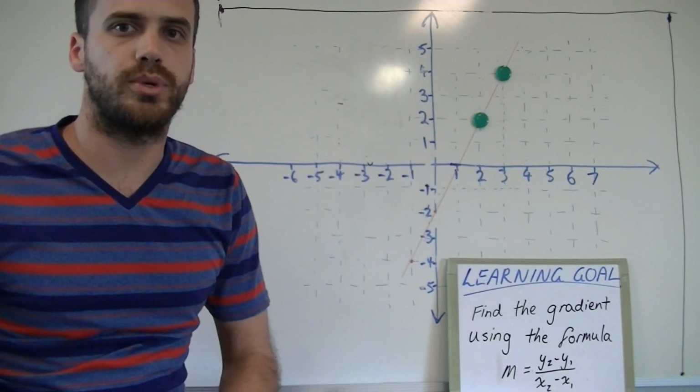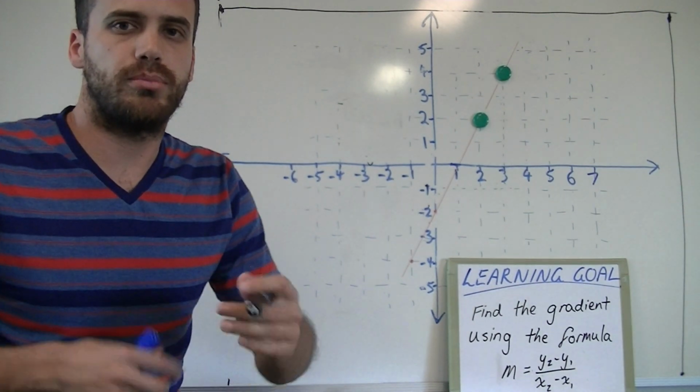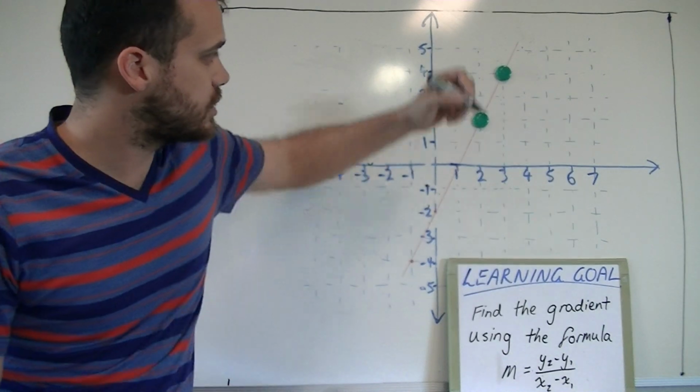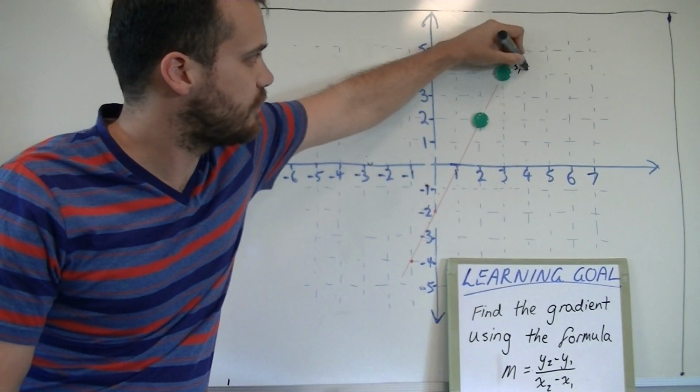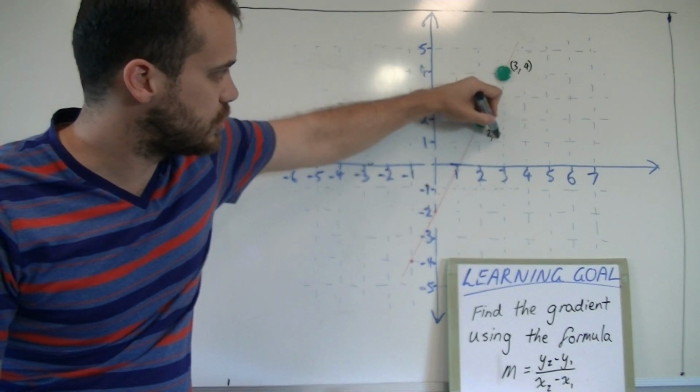It really doesn't matter which points you use. You might be given those points in a question, or you might be able to select them yourself. Now, these points have coordinates of 3, 4 for our top one here, and this one has a coordinate of 2, 2 here.